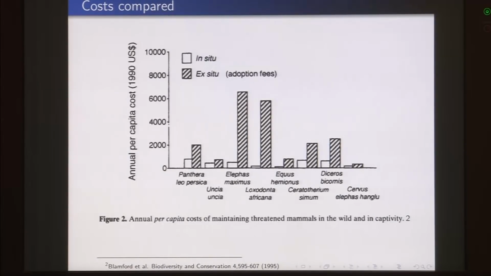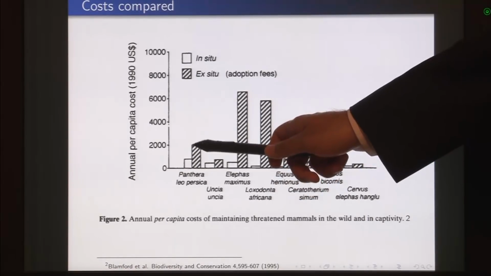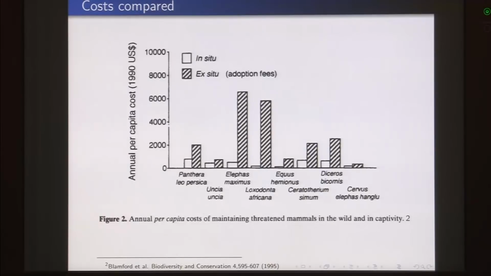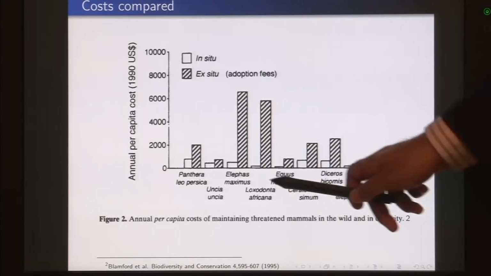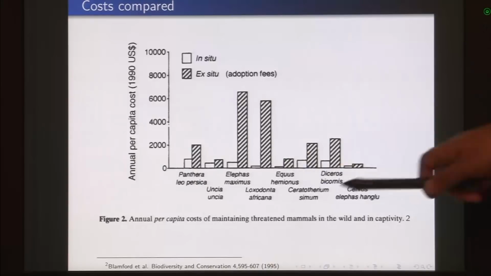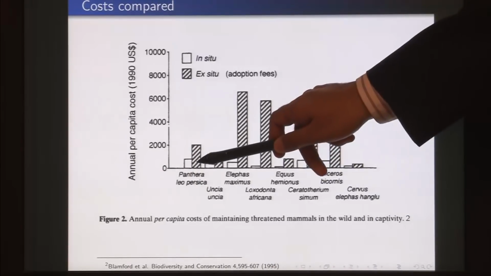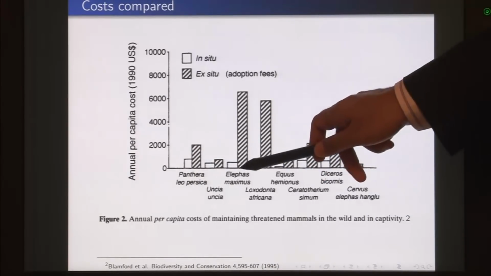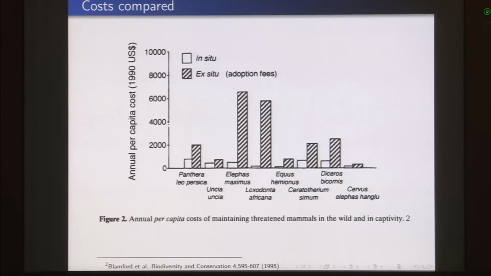Next, looking at the costs. Here we are looking at cost per animal. Here also the white one is in situ and the hashed ones are the ex situ conservation method. We observe that for almost all the species, in this case all the species, the ex situ method is much more costly as compared to the in situ method. Which is also a negative point that goes towards the ex situ conservation method.